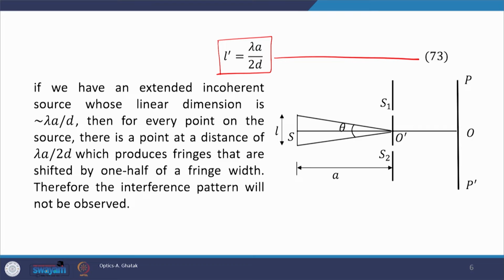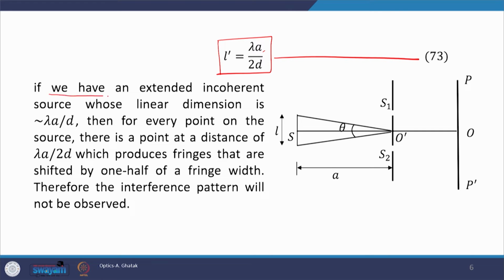It means if we have two sources, one on the axis and one laterally displaced by L prime with this distance, which is lambda A by 2d, then we will not observe any fringe. If the displacement is larger than this L prime, then too we will not observe any fringe, but if this displacement is smaller than this length, then the fringes will be observed. We will be able to see the fringes on the screen.